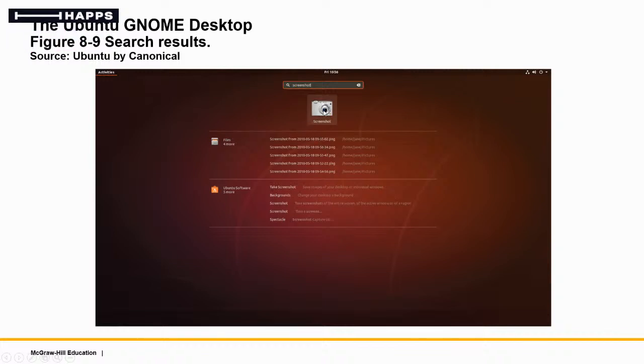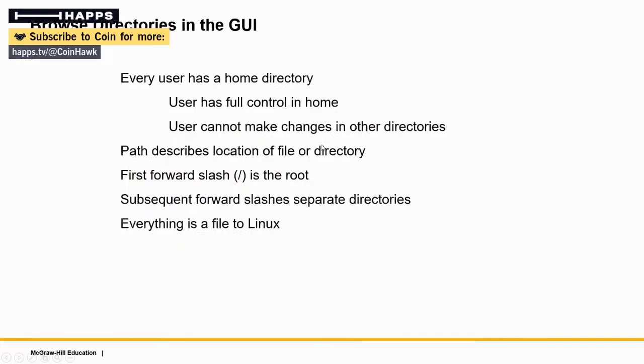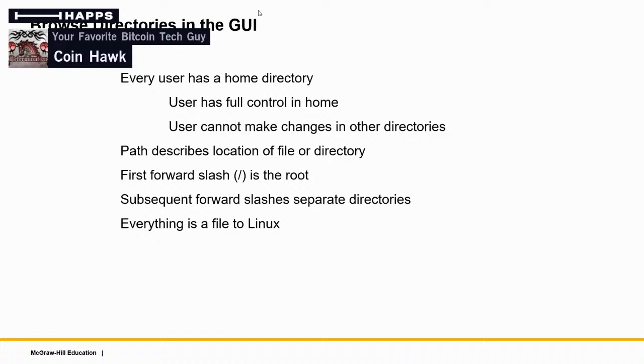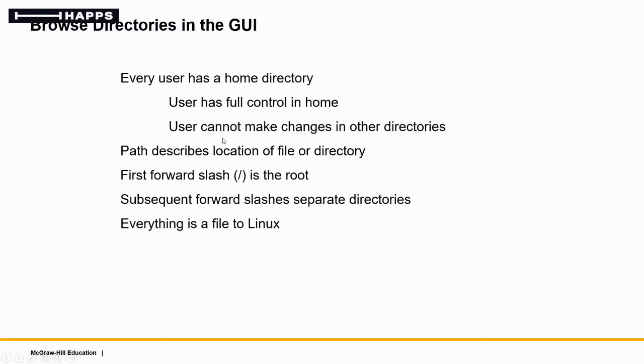You can take screenshots. There's a screenshot tool built in, so you can just search for things and they should pop up here. So every user that's created, or every user that you want to create in a GUI environment, will have themselves a home directory, similar to the directory that you have in Windows, where you have your documents, your downloads, your pictures, and all these different folder directories that exist. User has a home directory. User has full control of home directory. User cannot make changes in other directories. So you cannot control someone else's stuff, right?